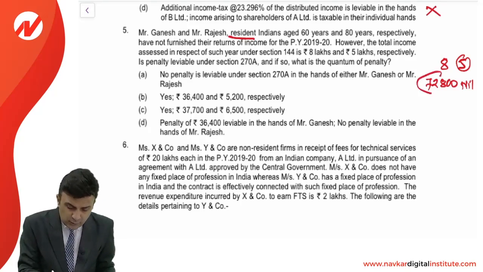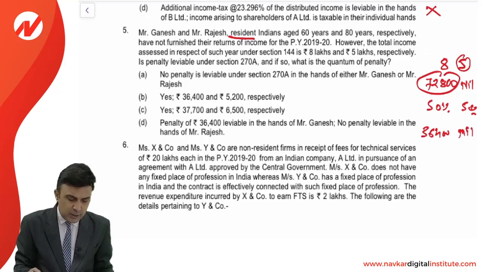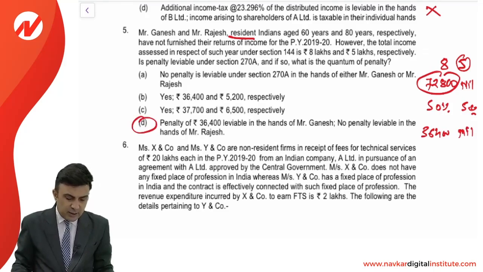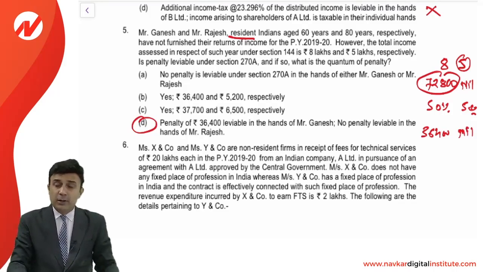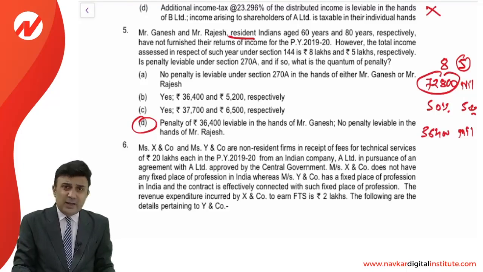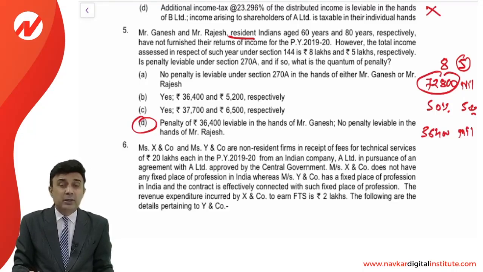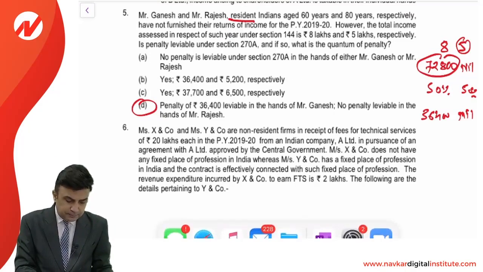Now on this 72,800 penalty will be 50%. On this nil also penalty will be 50%. So penalty will be 36,400 and penalty will be 0. Your answer is going to be, friends, can we say penalty of 36,400 will be leviable in the hands of Ganesh and penalty of nil. Why nil? The reason being there is under-reporting of income, but that income is not subjected to tax and hence there is no penalty which would be leviable.